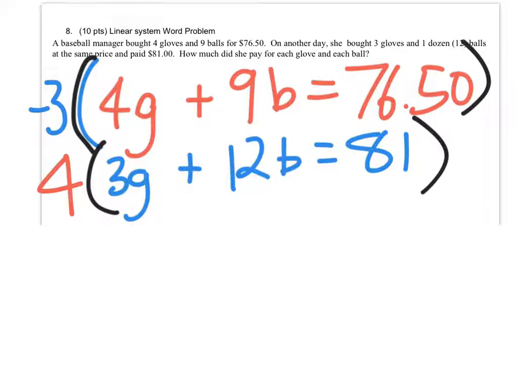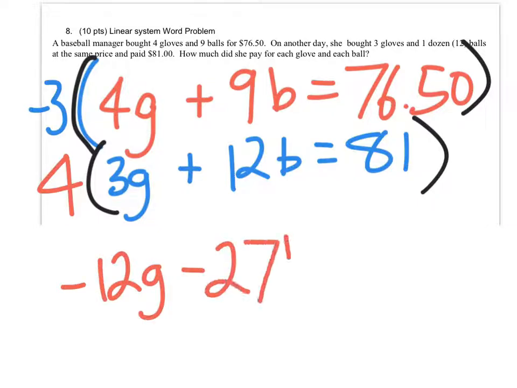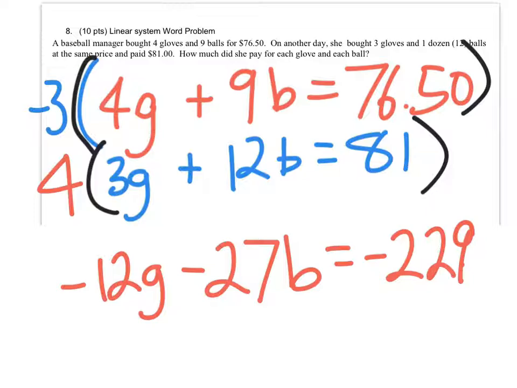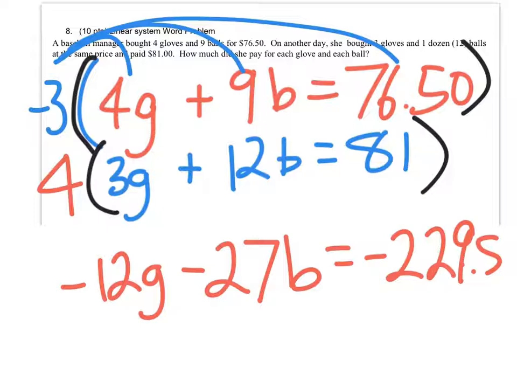Well, I know that -3 times 4 is going to give us -12g minus 27b equals, and let's figure this out, 3 times 76.50, which is -229.5. And again, of course, we're distributing, right? We're multiplying this into each of these three terms.